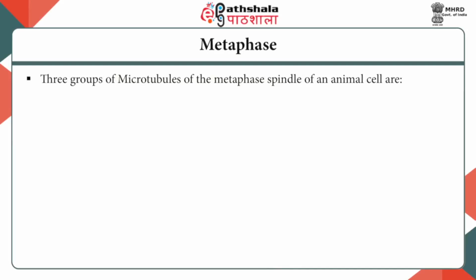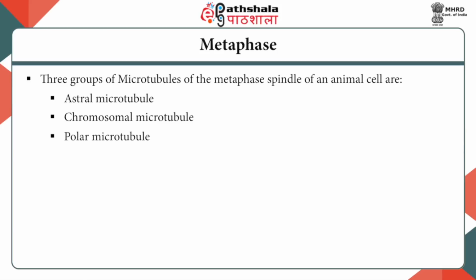Microtubules of the metaphase spindle are categorized into three groups. Number one, astral microtubules. They determine the plane of cytokinesis and can be seen radiating from the centrosome. Second group is chromosomal microtubules, which radiate between the region of centrosome and the kinetochore. They play an important role in the movement of chromosomes towards poles. And third group is polar microtubules, which maintain the mechanical integrity of the spindle.